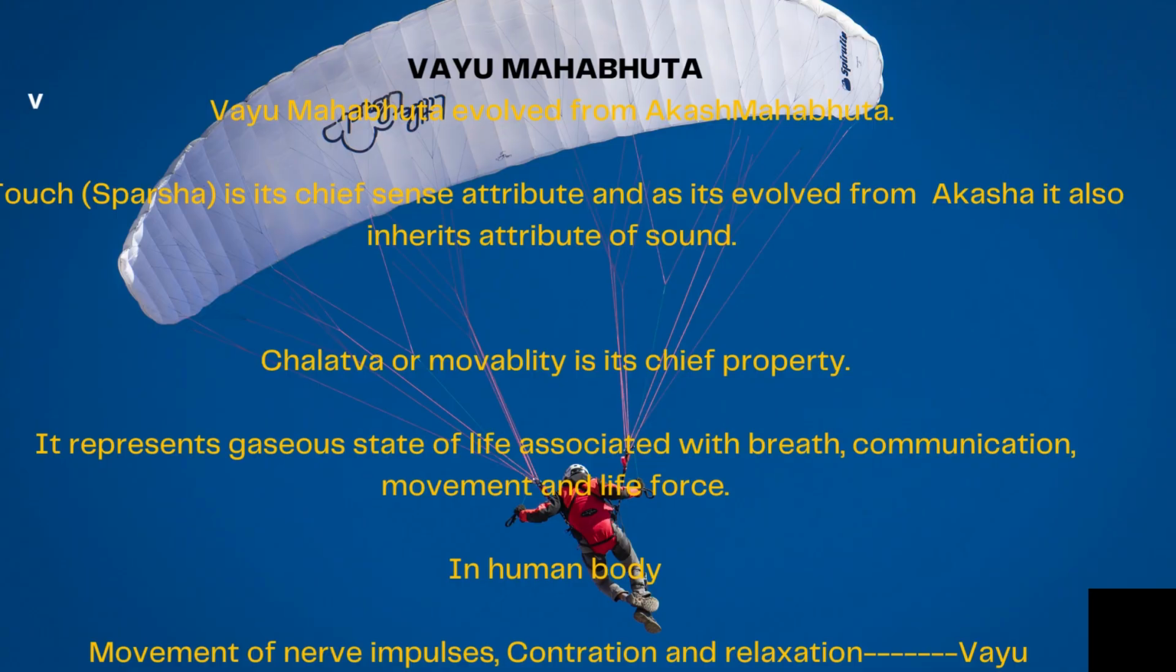Vayu Mahabhuta. Vayu Mahabhuta is the second element existing after Akash Mahabhuta. So it inherits the sound property from the Akash Mahabhuta. And its chief attribute is chalatva or movability and sparsh or touch. And it exists in gaseous form. In the next slide, we will see the properties of Vayu.